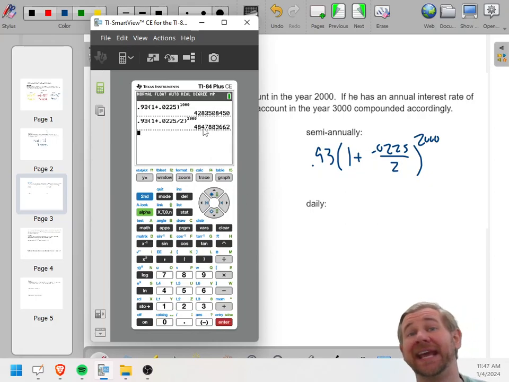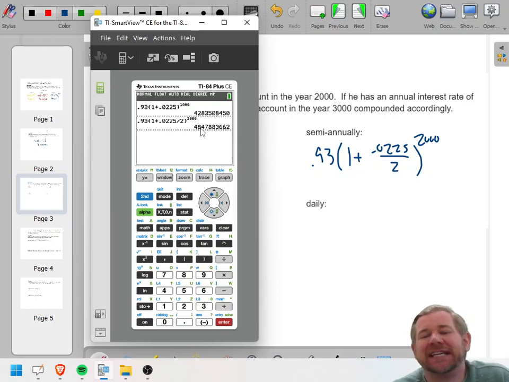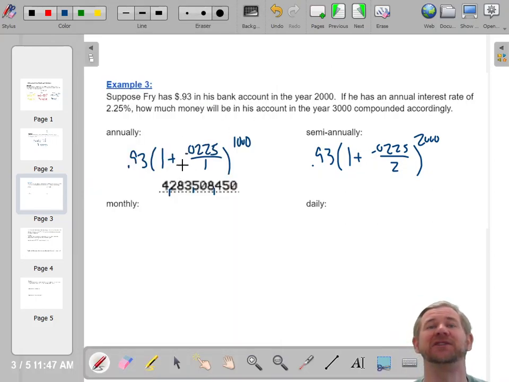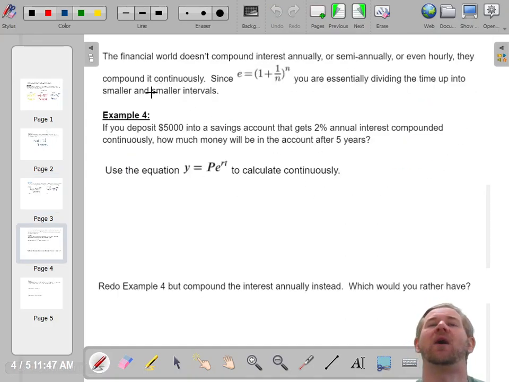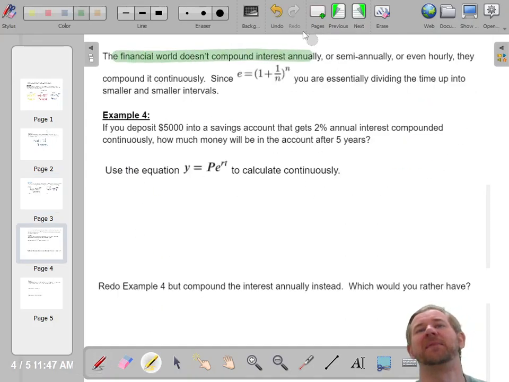So that's $4.85 billion. So what's $500 million? What's $500 million in the grand scheme of things? If you compound the interest just slightly differently, you get a lot more money. And I'm not going to do the same thing with monthly and daily because I want to just keep this thing moving. So let's talk about now. So this says the financial world doesn't compound interest annually.